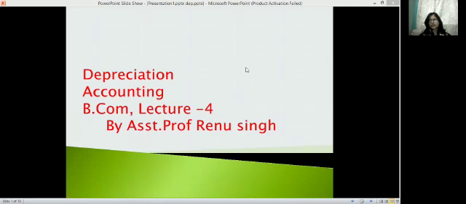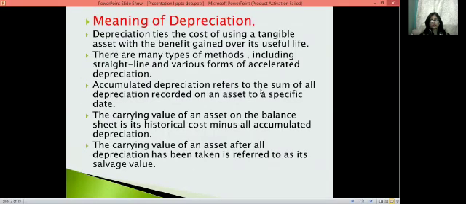What is the need of charging depreciation? What are the benefits of charging depreciation? And all about that. So we're going to start from the basics, from the very first PPT. First one is regarding the meaning of depreciation.